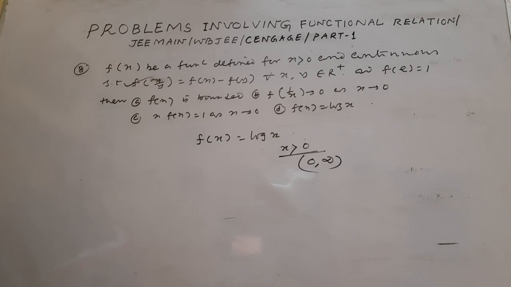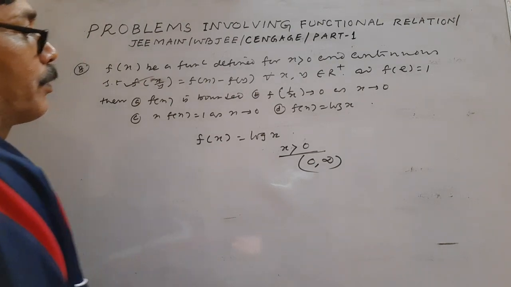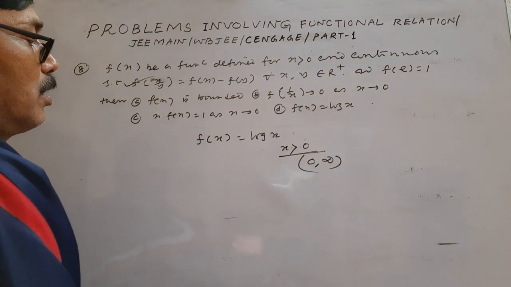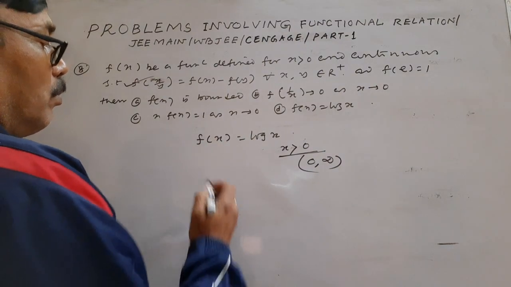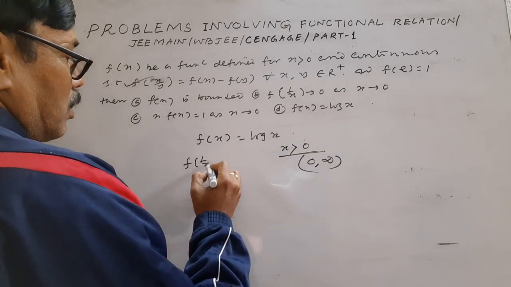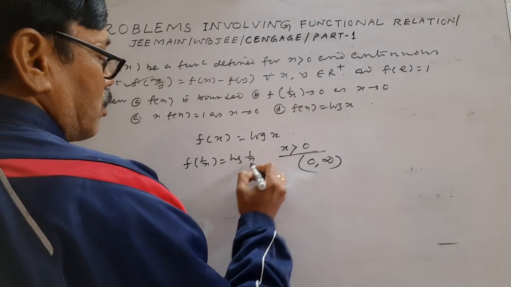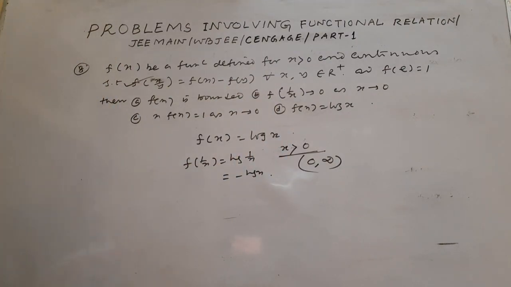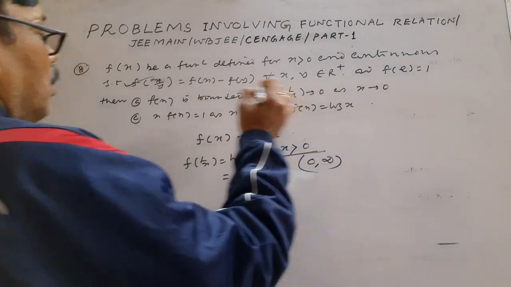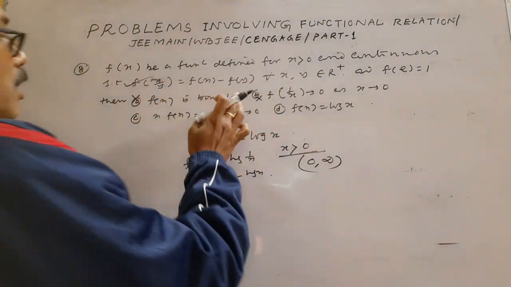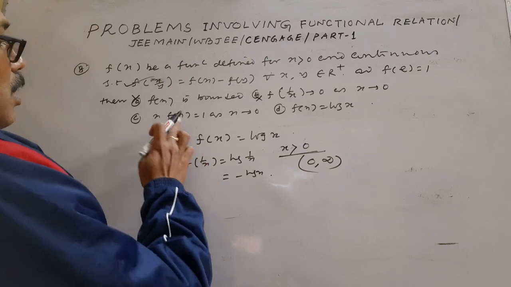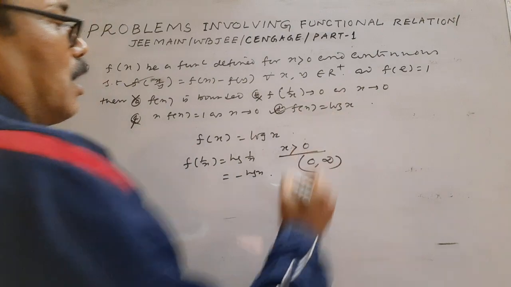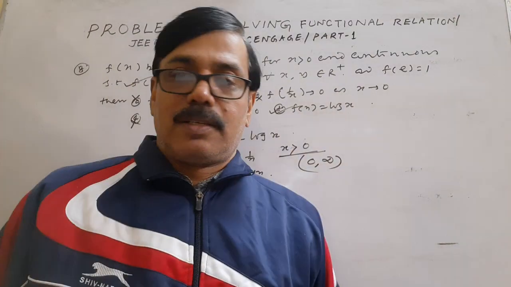So, look, f(1/x). What is f(1/x)? Log 1. f(1/x) equals log(1/x), so minus log x. So, it does not tend to 0 as x tends to 0. So, this is not possible. It is also not bounded. x into f(x) is x into log x, not 1. So the only option is f(x) = log x.